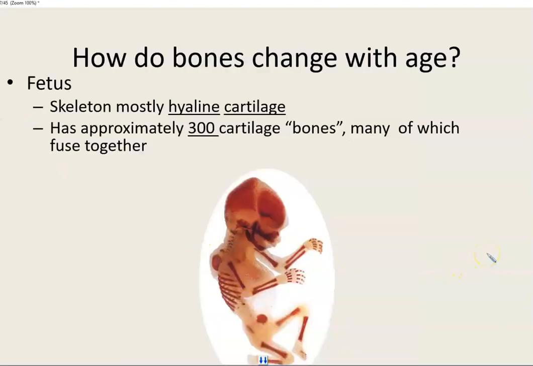Okay? All right, so let's talk about how your bones have changed since you were a fetus and as you grew. As a fetus, you are mostly hyaline cartilage. You had about 300 bones. We know that you have 206, so a lot of those fused together. And in lab, you're seeing those sutures and things. So what was multiple bones have fused together.